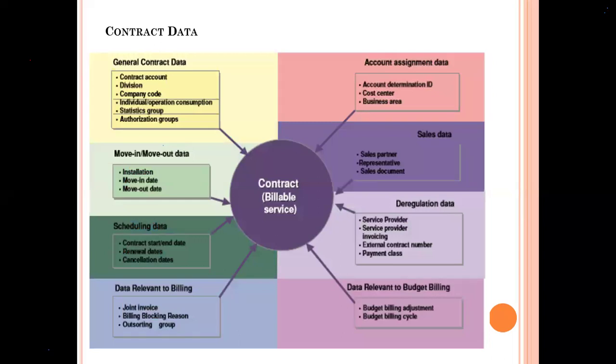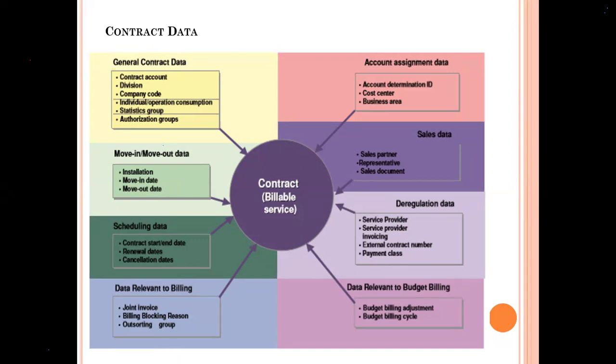Similarly, contract data, as I mentioned, needs details. It needs to know which kind of services we need to provide. That will come from the division, whether it's the electricity division, gas division, or water division. So the division will define which kind of services they are looking for. Obviously, the company code, because the company code is linked to the contract account and to the contract or the agreement.